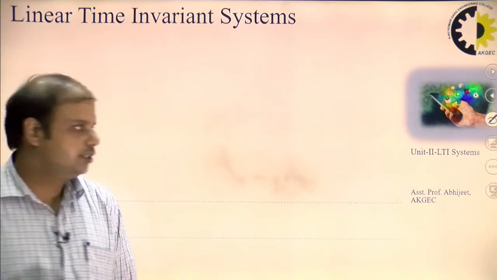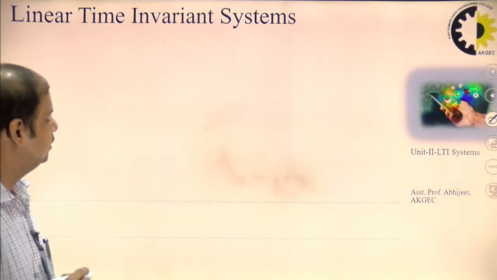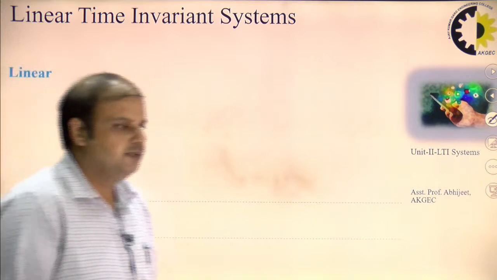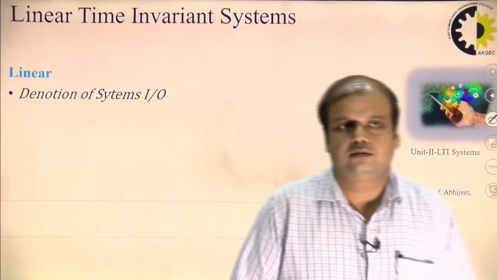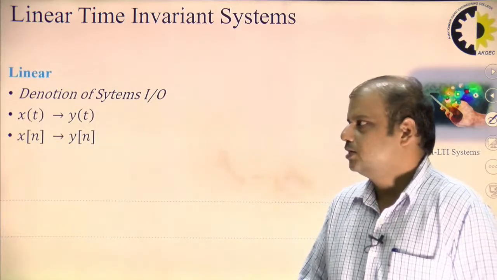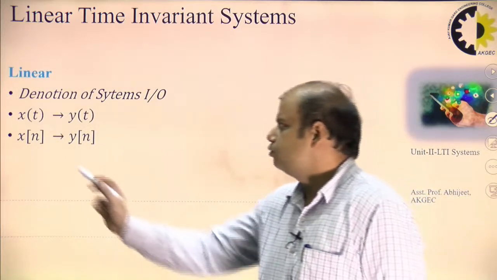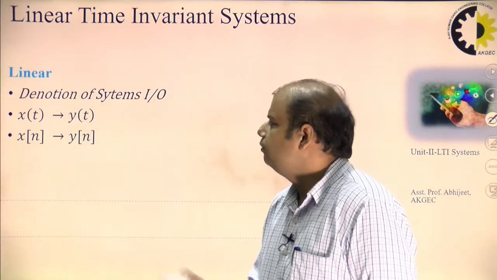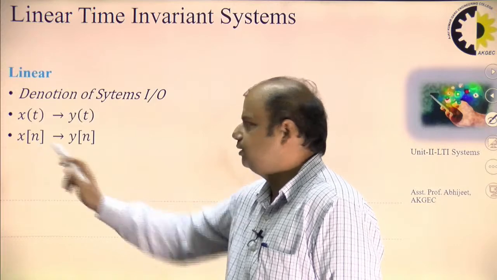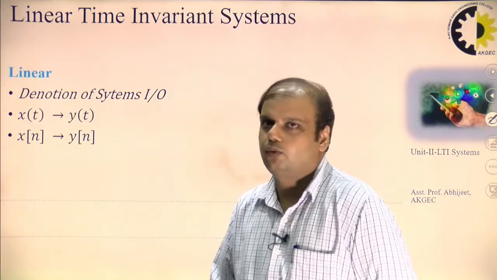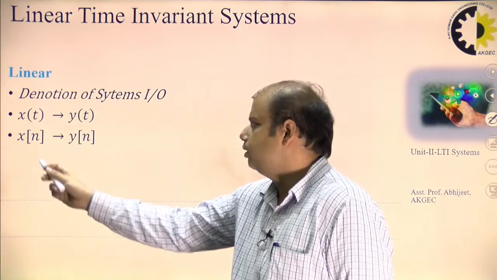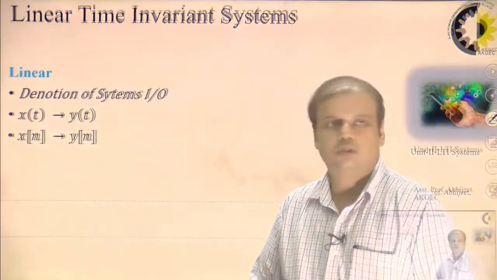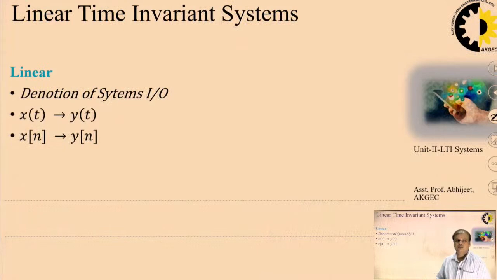So firstly, in this lecture we will establish what is linearity. Linearity is basically, for any system, if x(t) corresponds to input and y(t) corresponds to the output, and similarly for a discrete time system, x[n] is the input and corresponding output is y[n]. So this arrow represents if the input is x[n], the output is y[n]. So if it is so, linearity consists of two components.